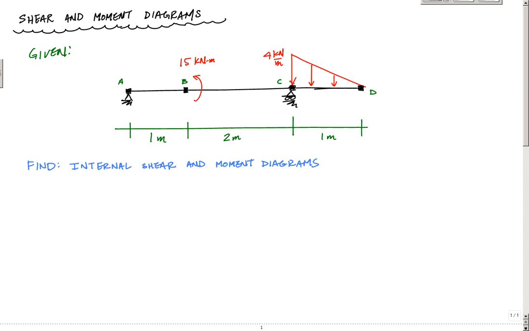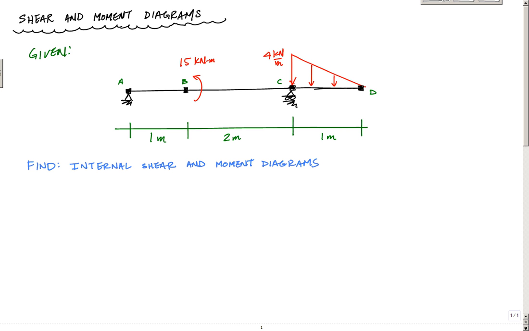All right, so in this example, I am going to do shear moment diagrams for the simply supported beam. Given this here, simply supported at A, have a concentrated moment here at B at 15 kilonewton meters, going counterclockwise, and then a triangle or a linearly distributed load between C and D of 4 kilonewtons per meter.